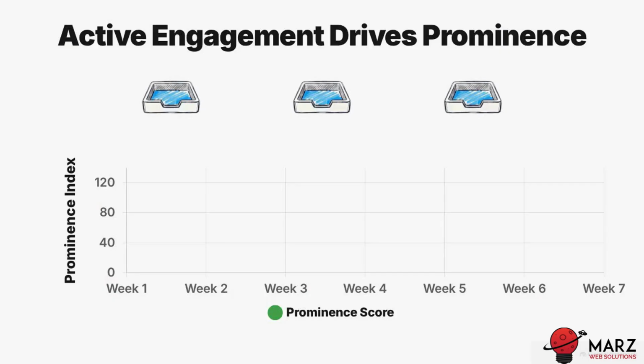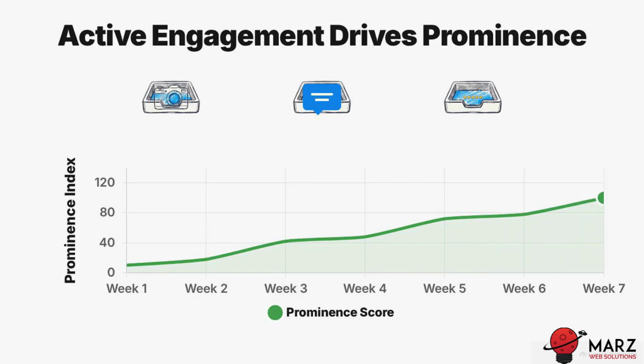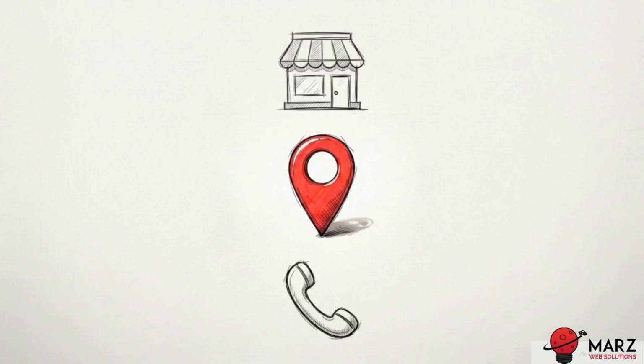A continuous cycle of updated photos, posts, and genuine customer feedback builds the prominence factor we discussed earlier. Because it relies on real-world activity, it is a difficult metric for competitors to replicate. Next, we audit your wider digital footprint. This is centered on your NAP, your name, address, and phone number.